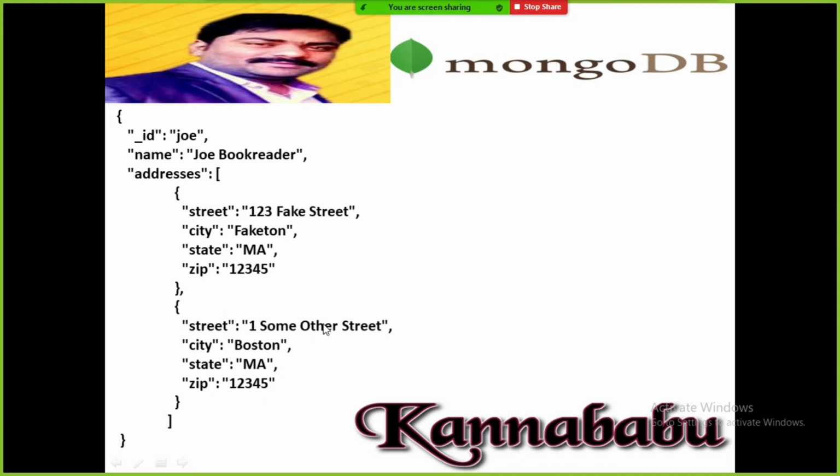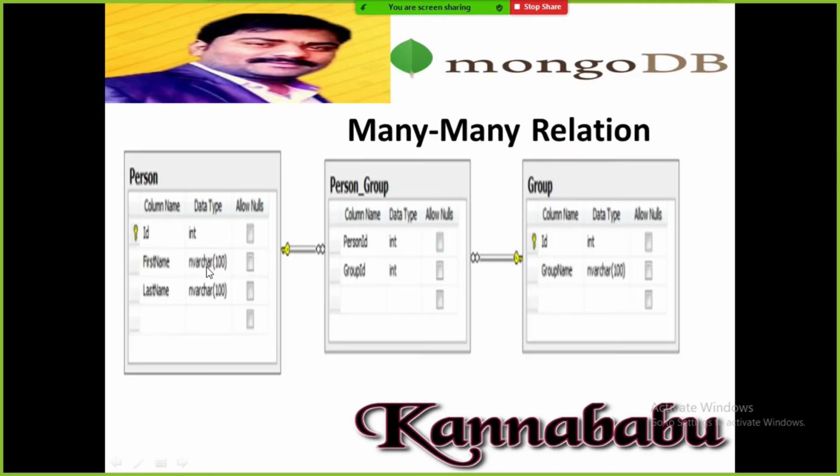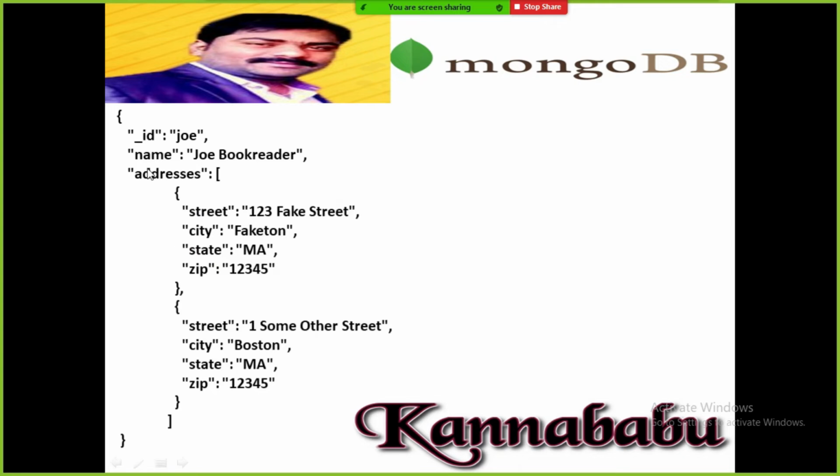Are you following? First one is one to one relation. One to one relation means one patron will have only one address. Second one is one to many relation. One to many relation means one patron will have many addresses. Is it clear? It depends actually on the project.